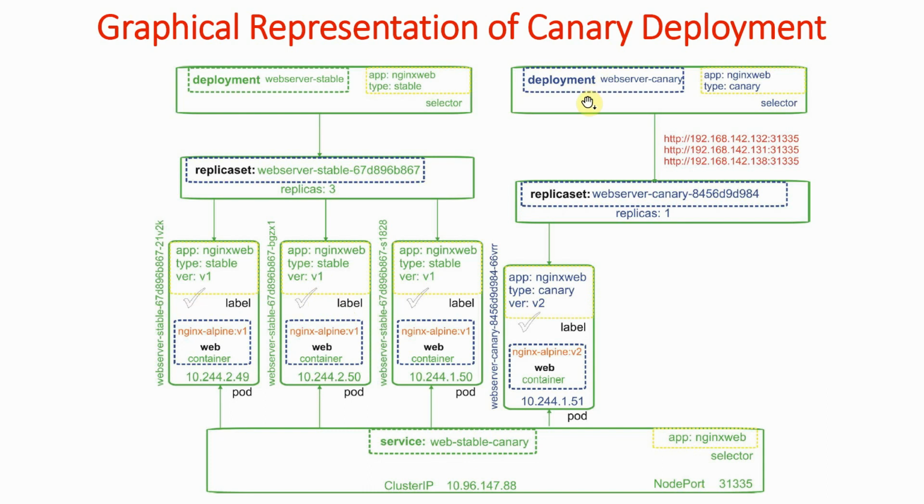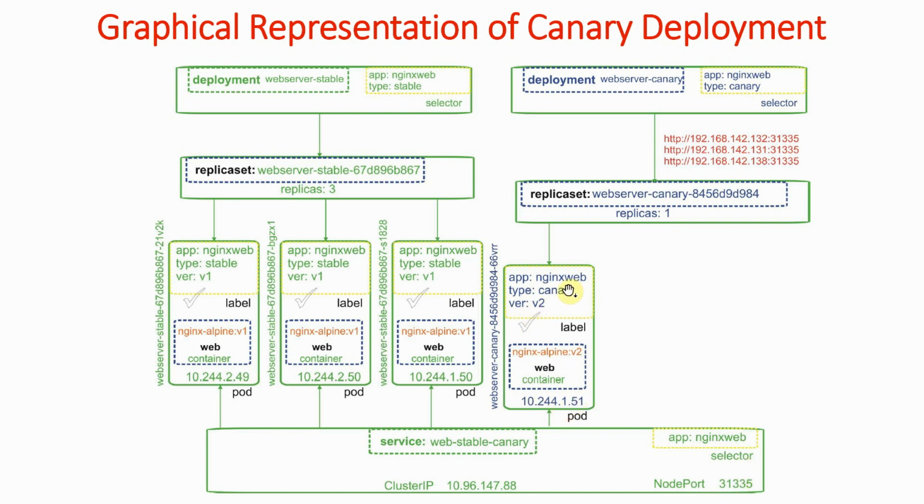Now in our case, we created another deployment, web server canary. Again here we chose the selector as app is equal to nginx web, type is canary, and it created one replica set, web server canary. How many replicas is it handling? 1. And it contains the v2 application, that means the application with new features, and these are the labels: app is equal to nginx web, type is canary, version is 2, and this is the IP address.